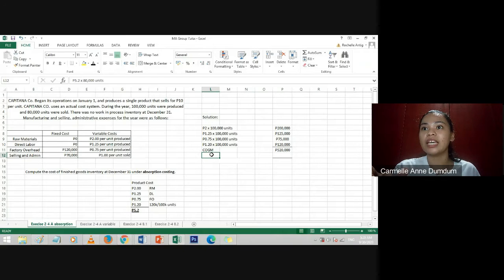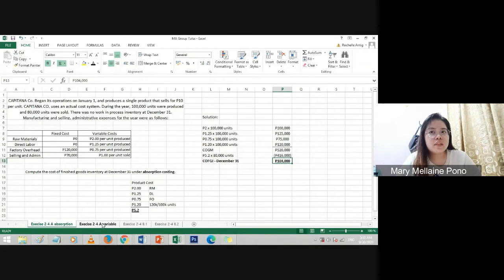So, cost of goods sold will be deducted from cost of goods manufactured in order to get the cost of finished goods inventory. So how do we get the cost of goods sold? Simply multiply the 5.2 by 80,000. 80,000 is the units sold during the year. So 5.2 times 80,000 is 416,000. 416,000 is deducted from 520,000, and we will get 104,000. So 104,000 is our cost of finished goods inventory at December 31 using absorption costing.